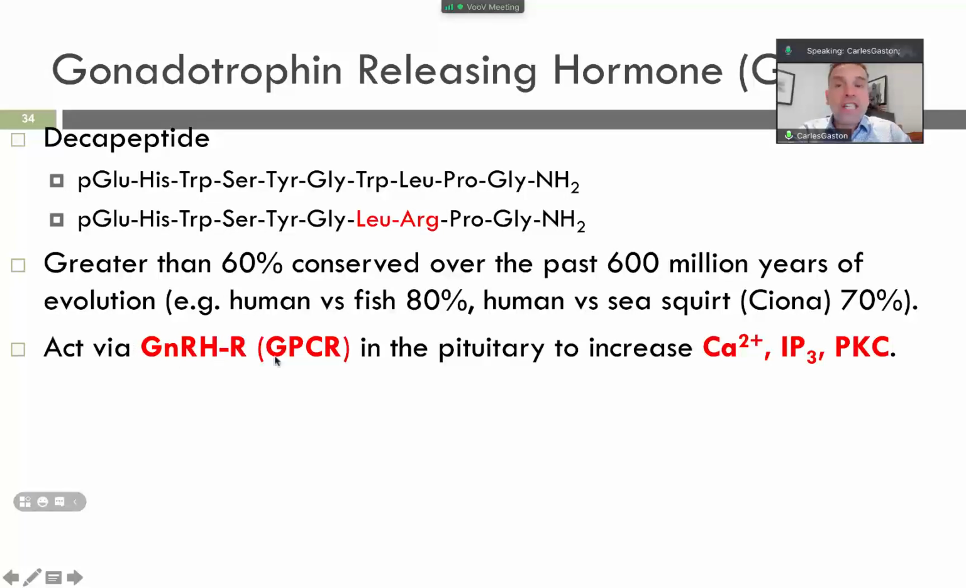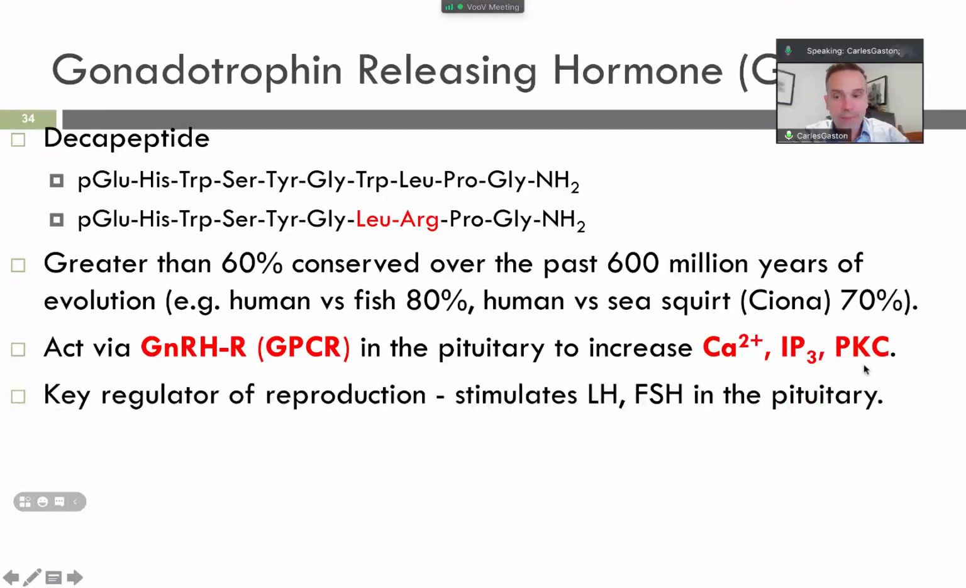The gonadotrophin releasing hormone acts through its receptor, the GnRH receptor, the gonadotrophin releasing hormone receptor. As Peter McCormick taught you in the class yesterday or the one before, these are GPCR receptors, and they are found in the pituitary gland and increase calcium, IP3, and PKC. They are key regulators of reproduction.